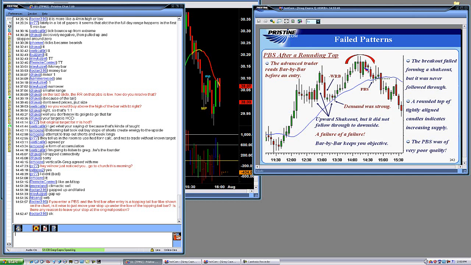So we have to look at the patterns and question, is it a quality pattern? And this upside shakeout here, this move up and this move back down, was bearish, but it didn't follow through. This was consolidating at the bottom of this bearish wide range bar, and it started inching its way higher. So it was trending up. Although the initial move up failed, it failed to follow to the downside as well. So we had a failure of a failure, and as it says, bar by bar keeps you objective.